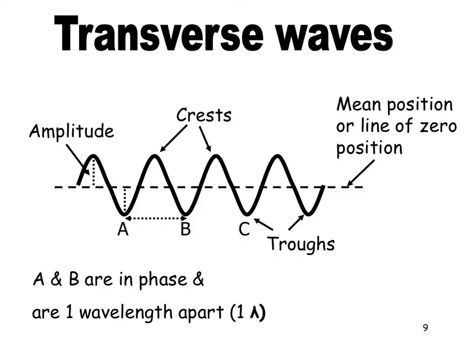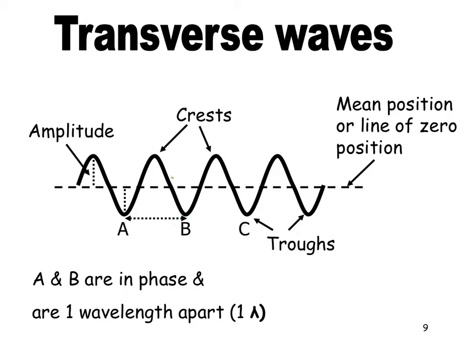So in a transverse wave, the amplitude is from the mean position to a peak or from the mean position to a trough. These are called crests or peaks. These are called troughs. This is your mean position or your line of zero disturbance. And from A to B is a wavelength. A and B are said to be in phase. These 2 points are in phase.